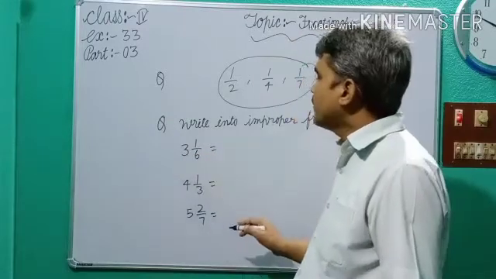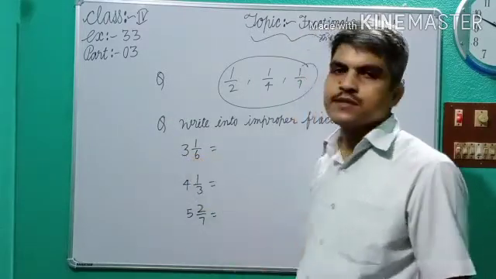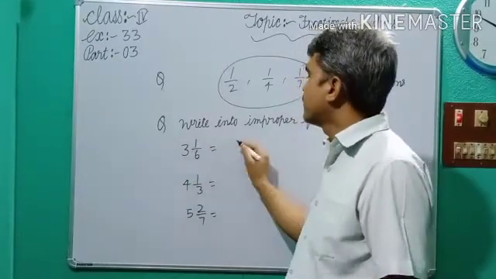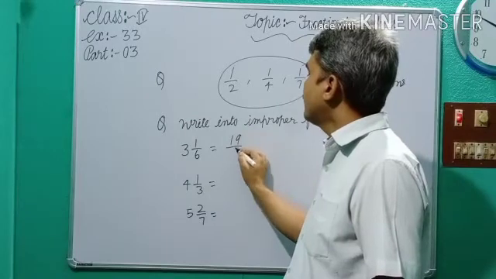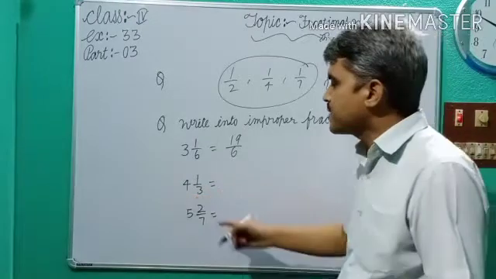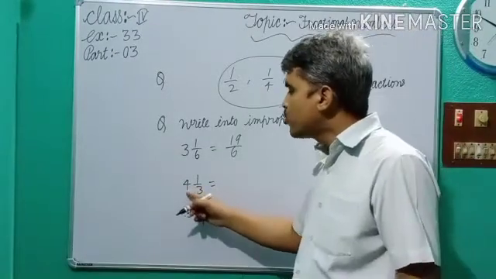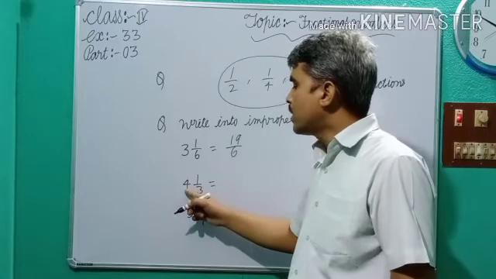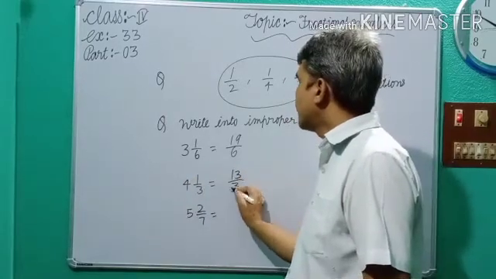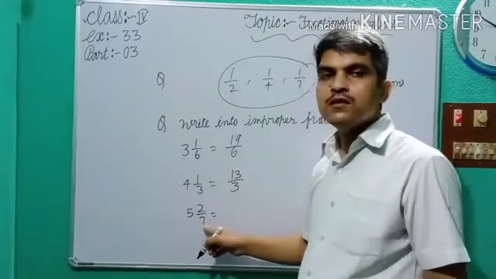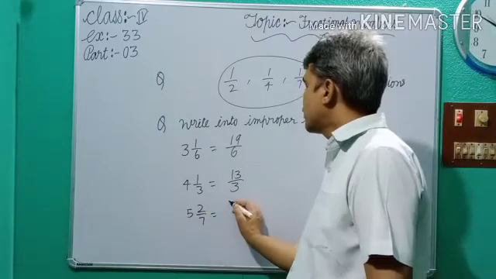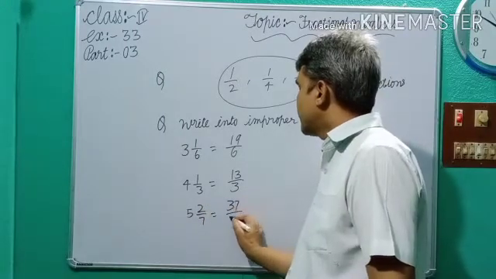you multiply 3 and 6. 6 threes are 18, plus 1, 19. Why 6? This is an improper fraction. Next, 4 threes are 12, plus 1, 13 by 3. 5 sevens are 35, plus 2, 37 by 7.